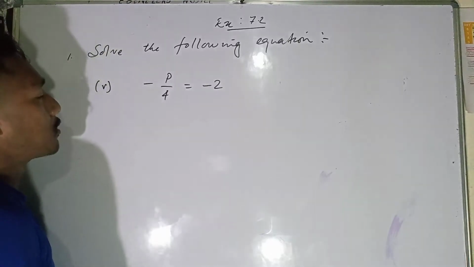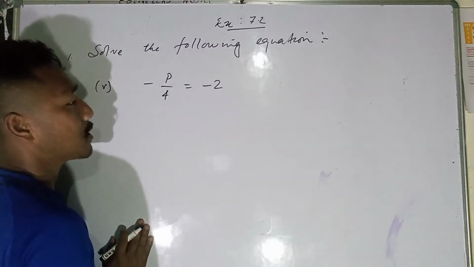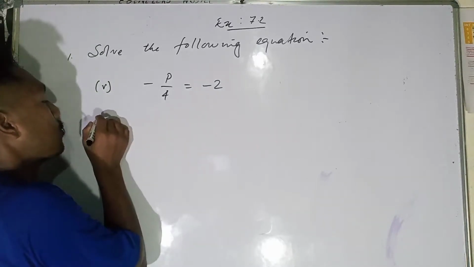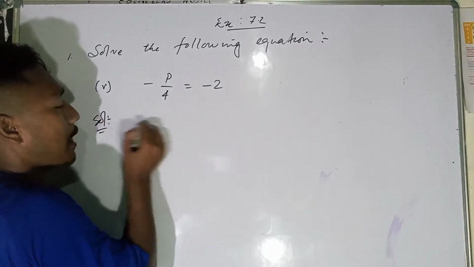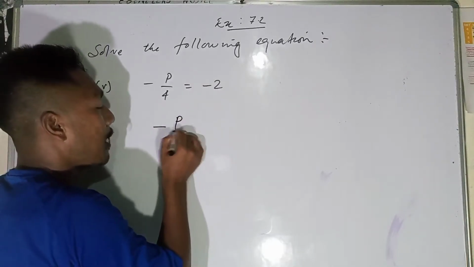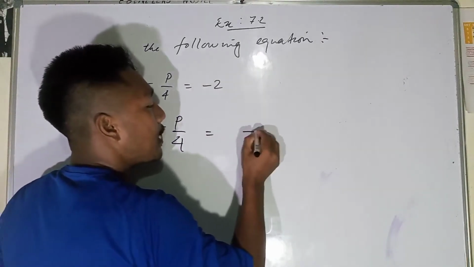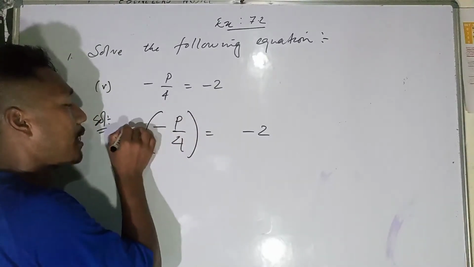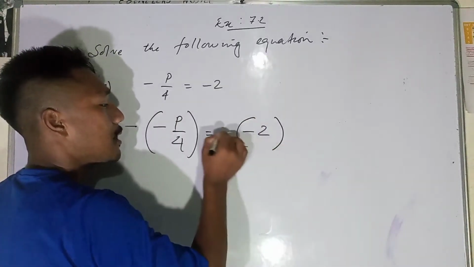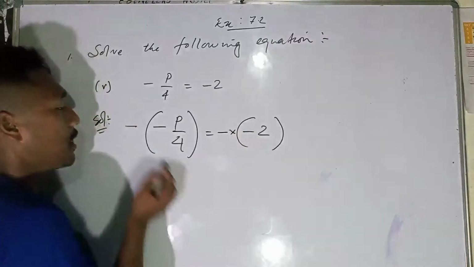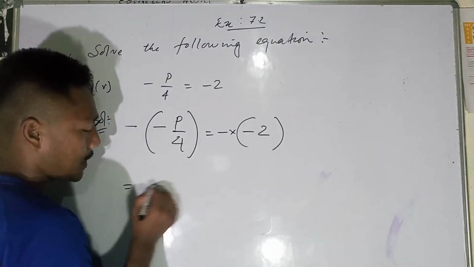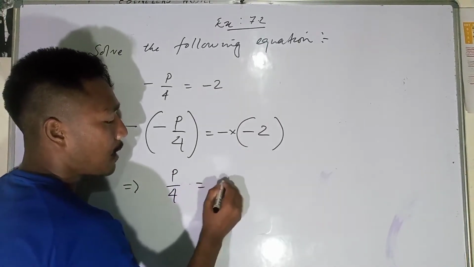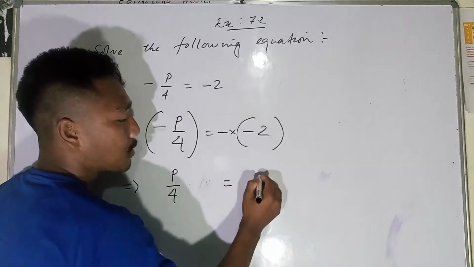That is number 5, minus p by 4 is equal to minus 2. First of all, I will try to remove the minus sign. If I want to remove the minus, I have to multiply by minus on both sides. Minus into minus will become plus. So what is our equation remaining? p by 4 is equal to plus 2.